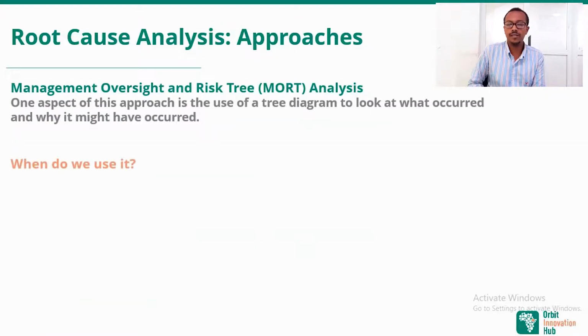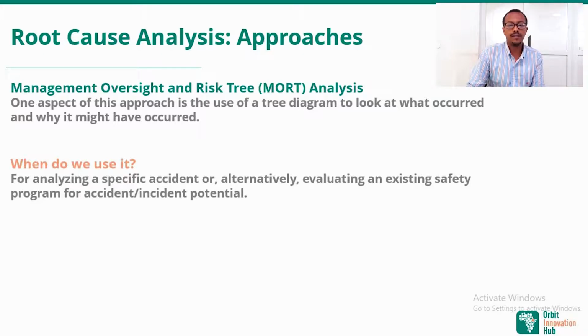The Management Oversight and Risk Tree, or MORT analysis, is one approach that uses a tree diagram to look at what occurred and what might have occurred. It is used for analyzing a specific accident, or alternatively for evaluating an existing safety program or accident or incident potential.